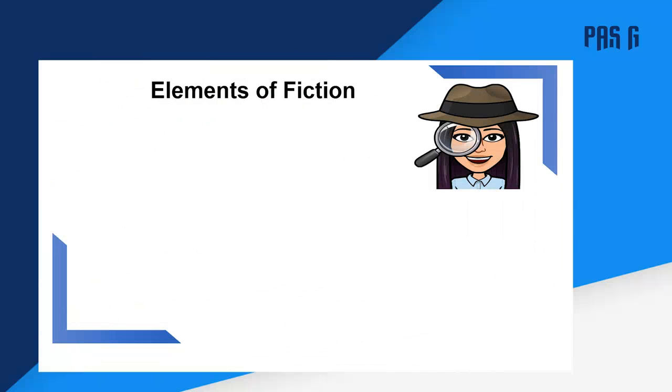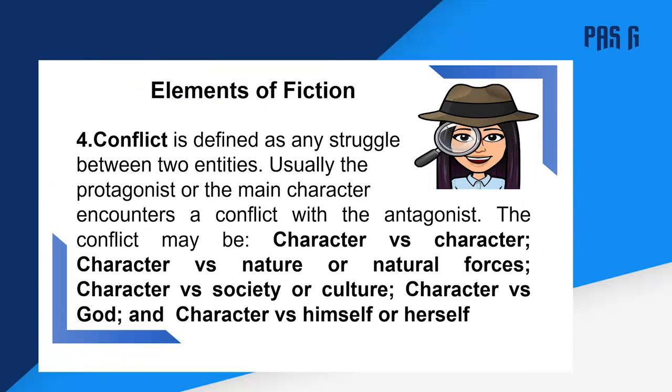The next element is conflict. Conflict is defined as any struggle between two entities. Usually, the protagonist or the main character encounters a conflict with the antagonist. The conflict may be character versus character, character versus nature or natural forces, character versus society or culture, character versus God, and character versus himself or herself.